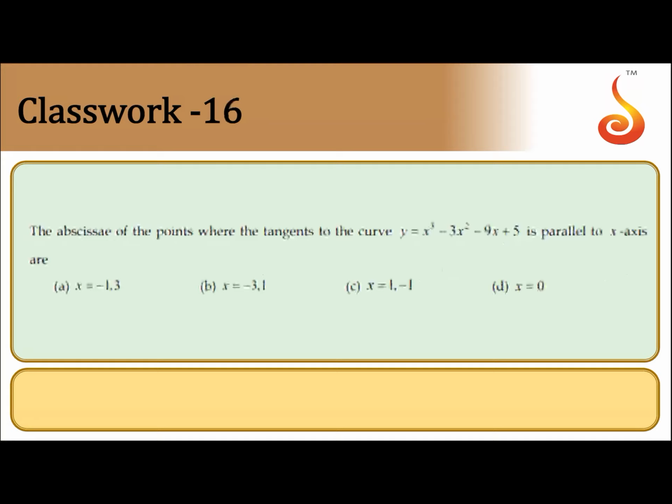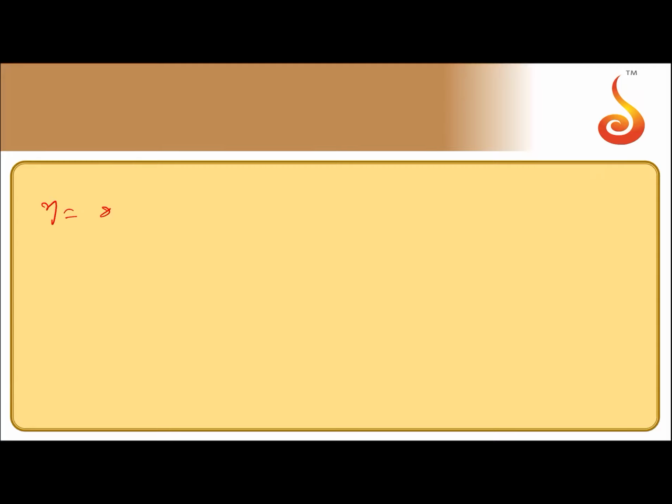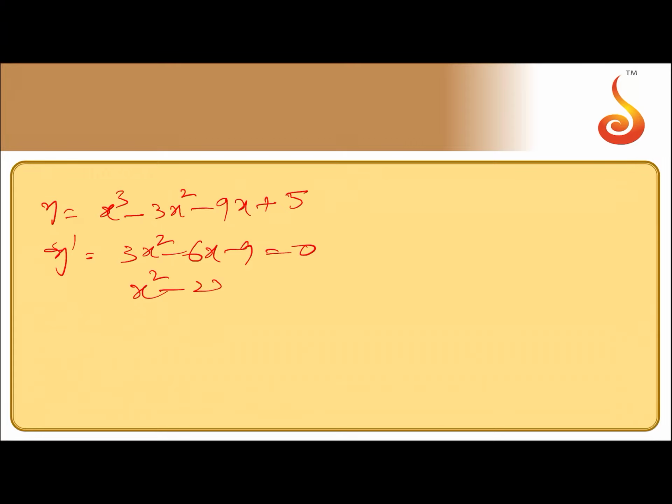Coming to next one. The abscissa of the points where the tangents to the curve are parallel to x-axis. Tangents are parallel to x-axis means the slope is equals to 0. y is equals to x cube minus 3x square minus 9x plus 5, and the derivative is equals to 3x square minus 6x minus 9. And that has to be 0. Gives us a condition x square minus 2x minus 3 is equals to 0. X minus 3 multiplied by x plus 1 is equals to 0.